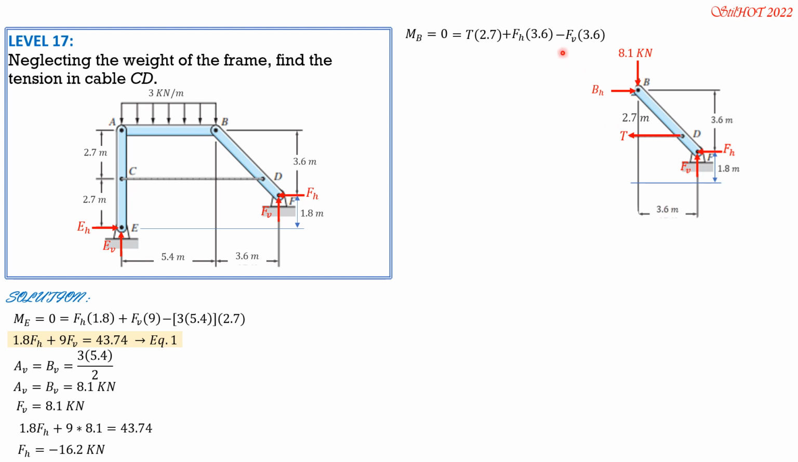So substituting values where FH is negative 16.2 and FV is 8.1 here. So 0 equals 2.7 T plus negative 16.2 times 3.6 minus FV 8.1 times 3.6. Then we can now compute the tension. It is equal to 32.4 kilonewtons.